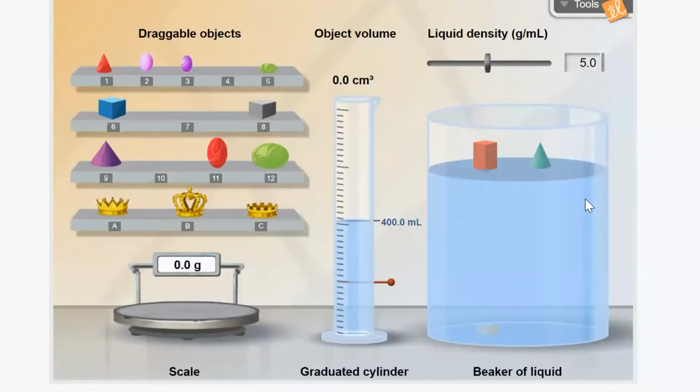So he went to the public bathhouse, and as he got into the bathtub, he noticed that as he got in, the level of the water in the bathtub went up, just like it goes up when we drop something inside the graduated cylinder. At that moment, he had a flash of insight.